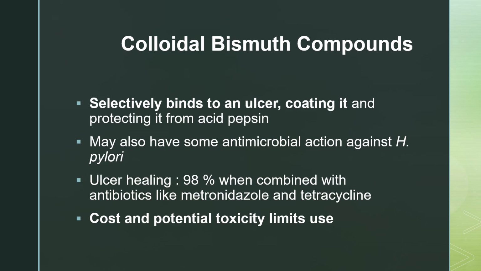Your colloidal bismuth, on the other hand, selectively binds on an ulcer, then coats it and protects it from acid pepsin. There are studies that show that it may have some antimicrobial action against your Helicobacter pylori. In the treatment of ulcers, it promotes ulcer healing by 98% when it is combined with antibiotics like your metronidazole and your tetracycline. So the limitation of use is its cost and possible toxicity.